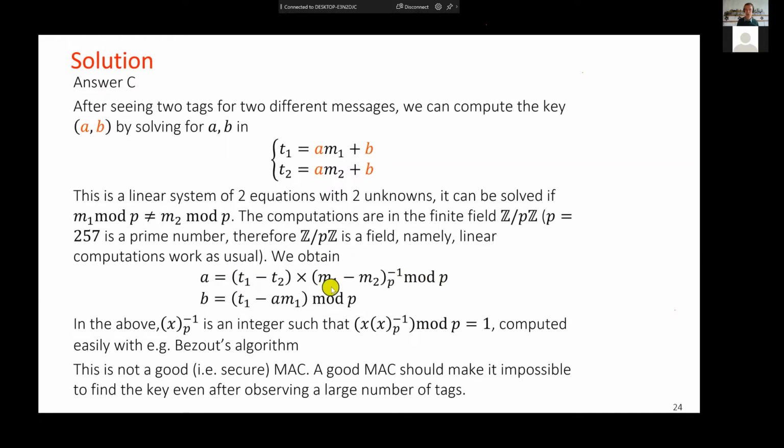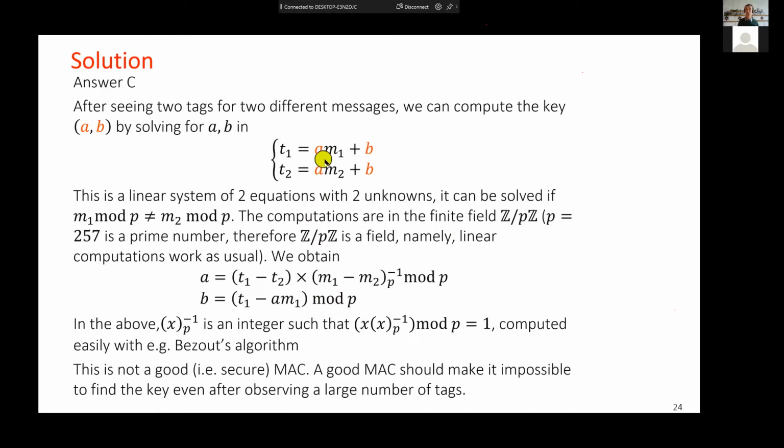They involve the inverse of M1 minus M2. So the messages need to be different modulo P. And the inverse is a number that's not the usual inverse. It's an integer such that multiplied by this has the same remainder modulo P as 1. That seems a bit mysterious, but if you take the time to read a bit about modulo P arithmetic, you will see that this is not so mysterious.